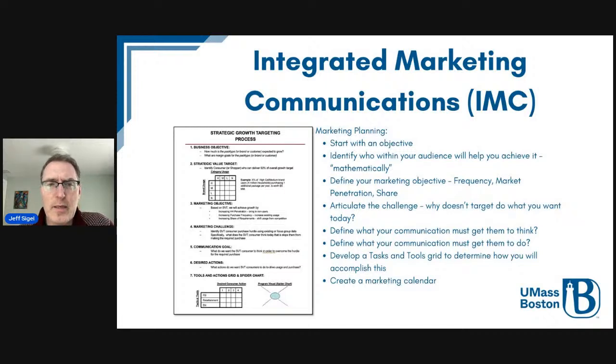The next piece, you can see where it says strategic value target, was you needed to identify what they called a strategic value target. This is who within your audience will help you achieve that business objective. Who's going to help, which consumers are you going to focus on in order to get to that $25 million? And so now what we're going to do is actually do a mathematical exercise.